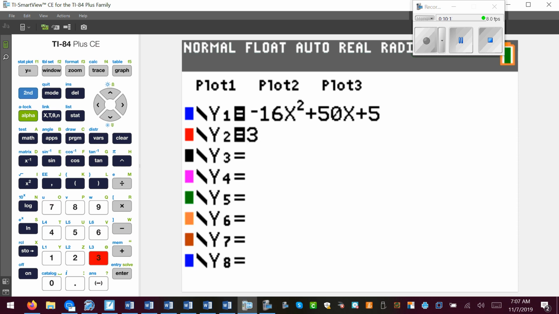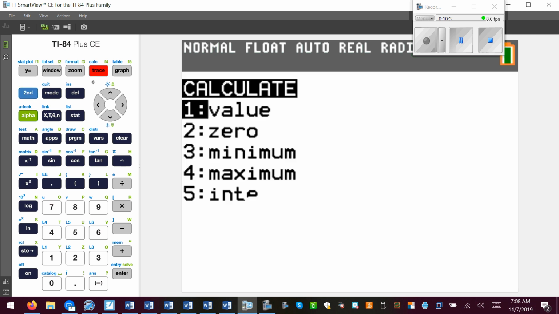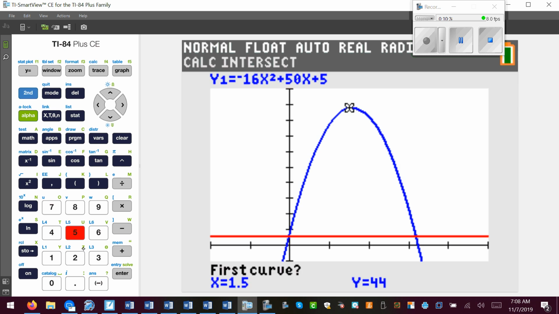What I'm doing is creating a system of a parabola and a line because I have a quadratic equation and a linear equation. If I go back to the graph, you can see the system of two equations. And what I want to find when I'm solving a system is an intersection point. So I'm going to hit second trace, and number 5 is intersect. It says first curve, and my cursor's on the blue curve. I hit enter. The question says second curve. Now my cursor's on the red, so I hit enter again. And when it says guess, you hit enter a third time.